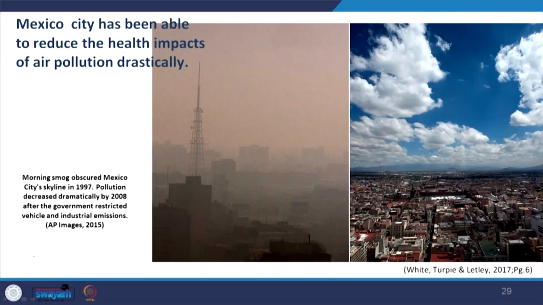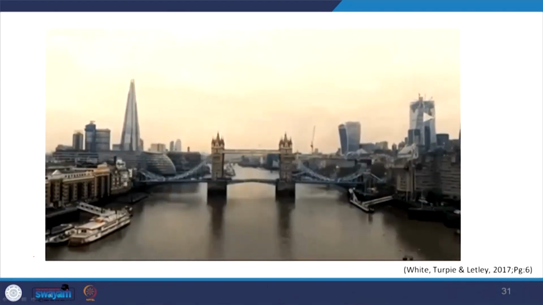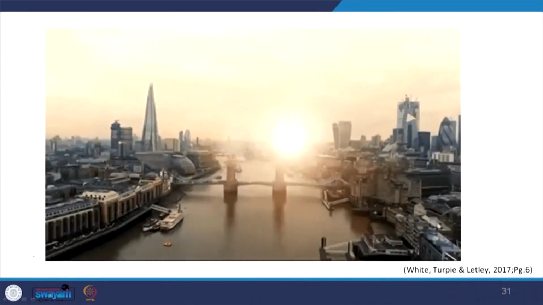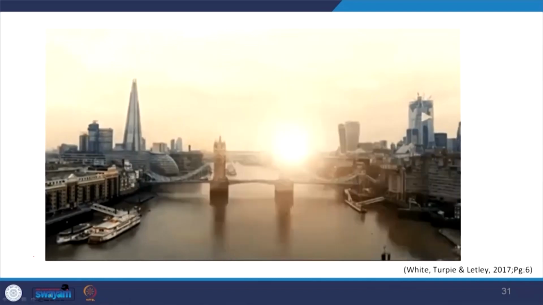Mexico City was declared as worst air quality city in the world in 1990 by United Nations. The city, through a series of actions such as replacing old cars, removing lead from gasoline, adopting the use of natural gas in transportation, and expanding public transportation, has been able to reduce the health impacts of air pollution drastically. Meanwhile, London has been able to reverse the city's impact on the watershed of Thames River.